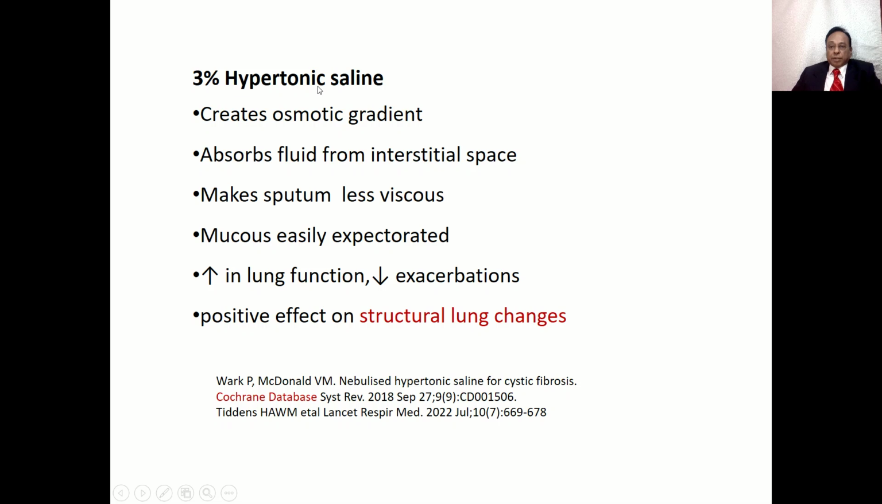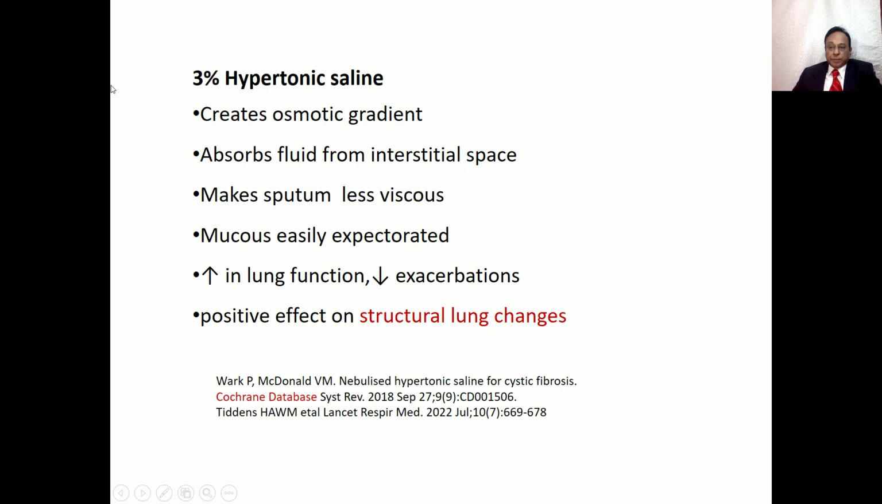3% hypertonic saline, some people also use 7% hypertonic saline, and it creates an osmotic gradient by absorbing fluid from the interstitial space and thereby making sputum less mucus. In bronchiectasis or cystic fibrosis bronchiectasis, the secretions are very, very thick, so you have to loosen the secretion.